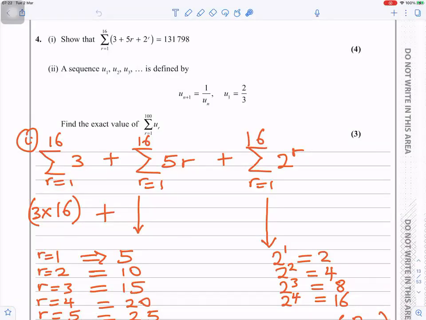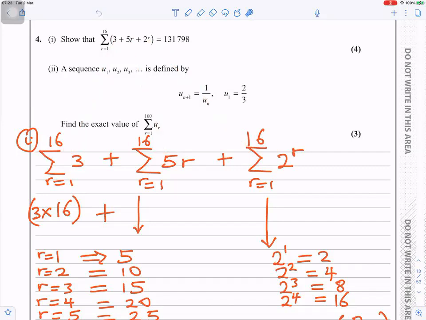Question number 4. Show that the sum from r equals 1 to 16 is equal to 131,798. So to do question 4i, we would separate it. We would have the sum from r equals 1 to 16 of 3, the sum from r equals 1 to 16 of 5r, and the sum from r equals 1 to 16 of 2 to the r. So that's very important. You separate it, because we are adding them, we are separating them to make it easier to manipulate.